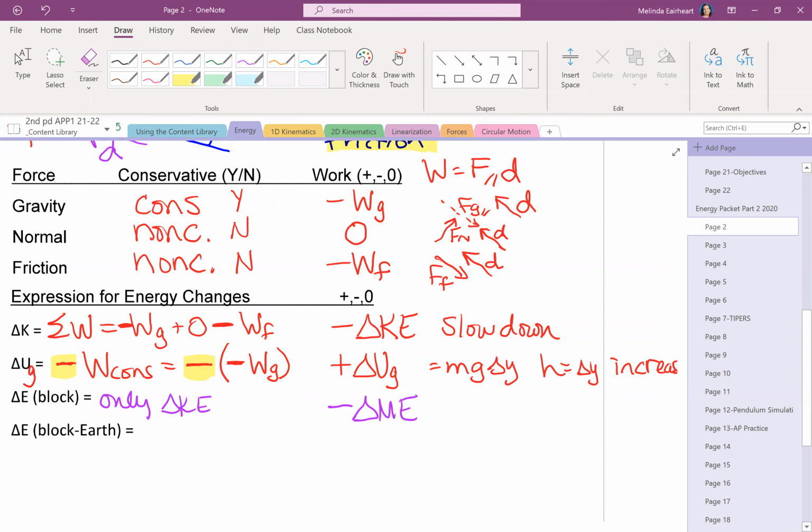And then if we define the system as block and Earth, now I can consider changes in kinetic and changes in gravitational potential energy. Again, no springs today on this one. And so we have a negative change in kinetic, we have a positive change. Do they net out to zero? Well, it's kind of unclear.